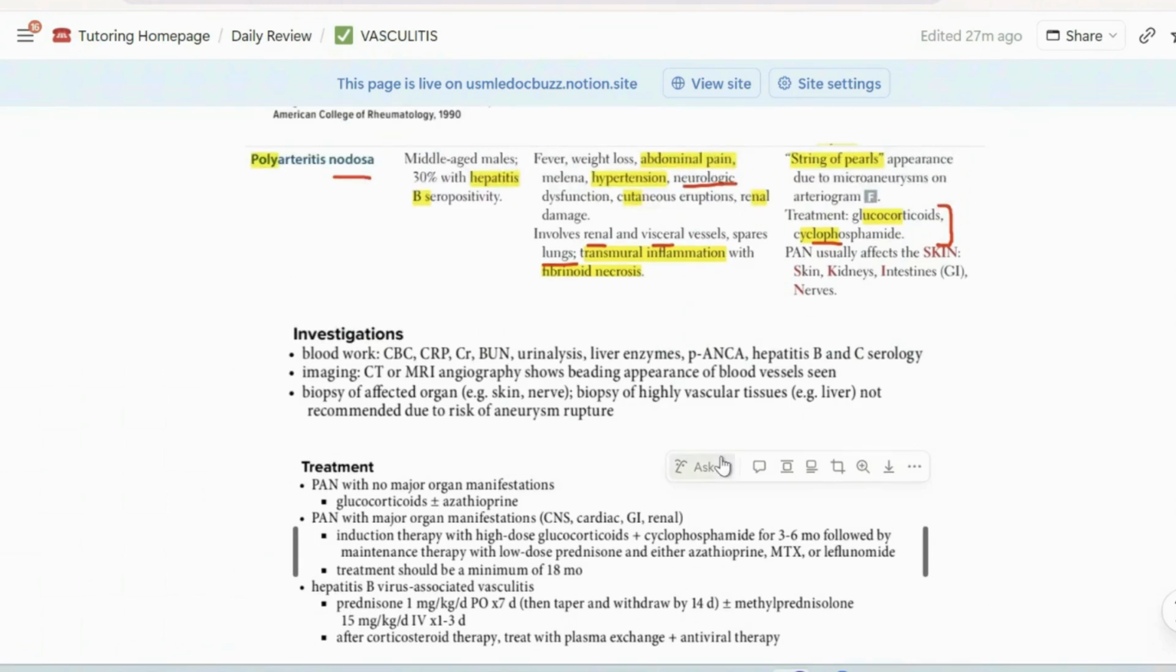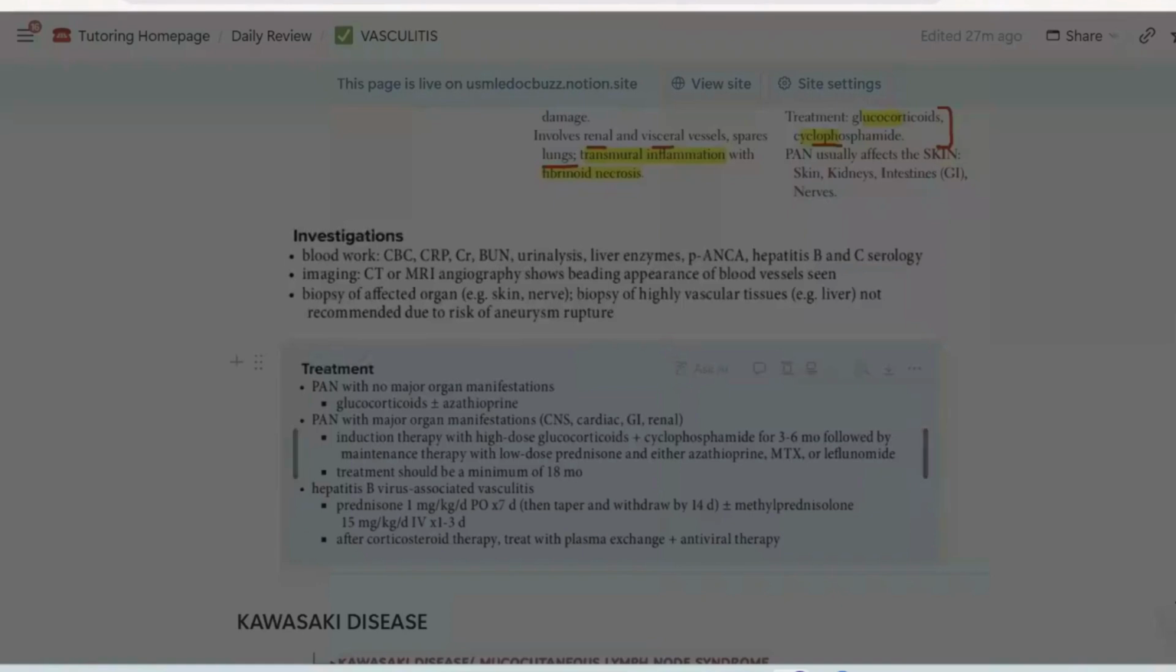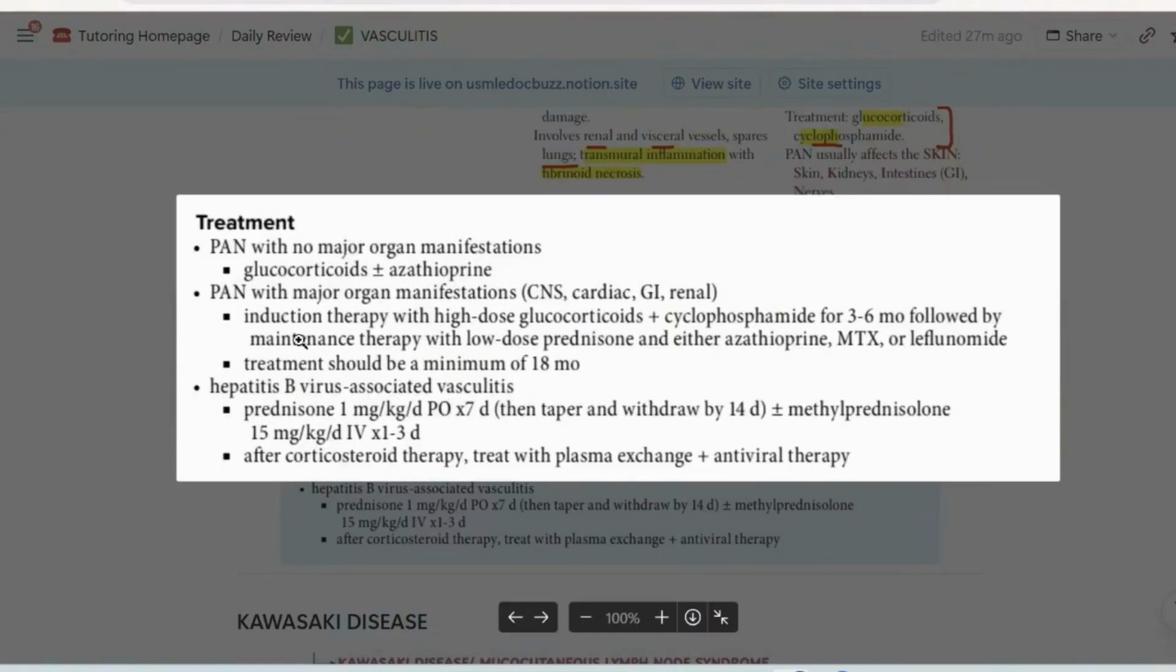Now, the thing with this is, of course, you're going to use glucocorticoids, but the discussion is, because it's a very, very long-term inflammation, you need to make sure that you're not just making them steroid dependent, and then you cause the problems of steroid dependency. So you start with PN with no major manifestation, glucocorticoid and azathioprine. If you see there's organ manifestations, you're going to start to add cyclophosphamide into it, and that's the only thing that we have to remember, right?